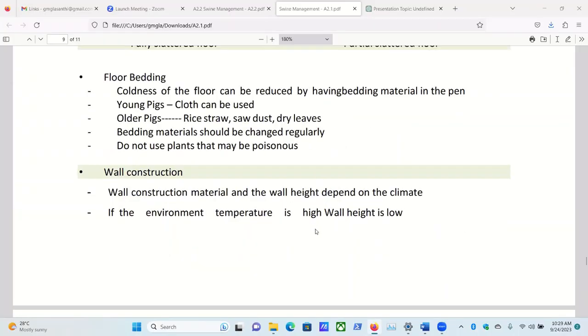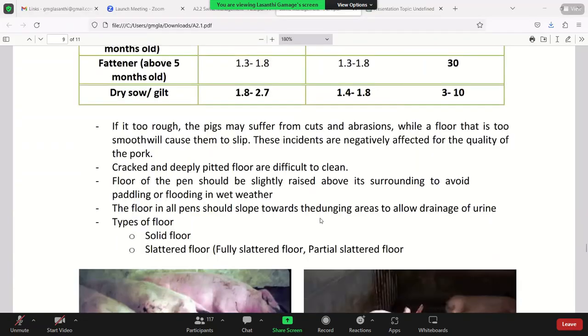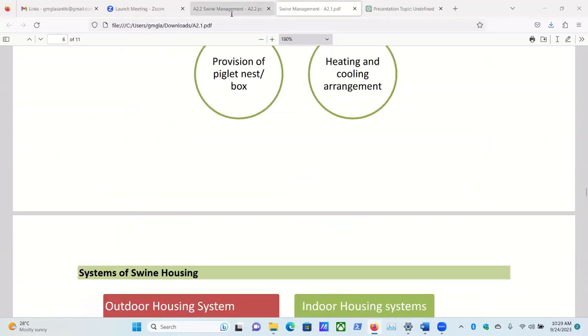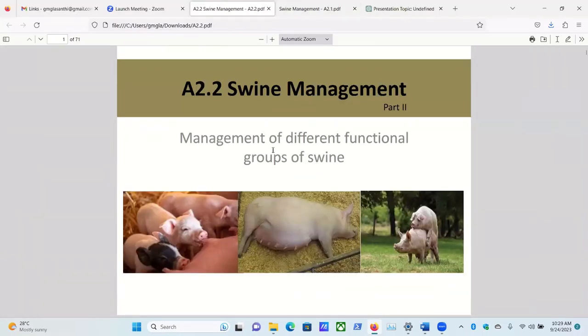Okay. So the next topic is the management of functional groups. This is a somewhat lengthy topic, so better you refresh and come. I'm giving a 10 minute break.